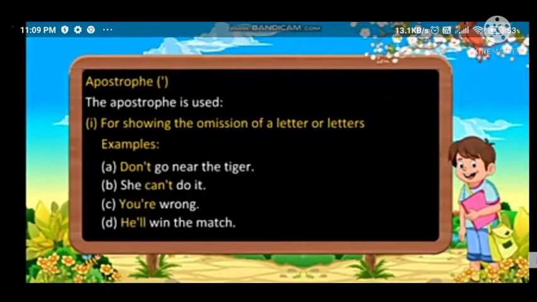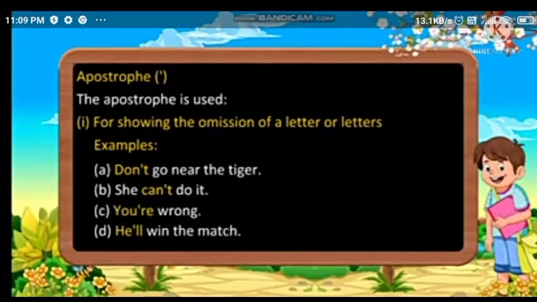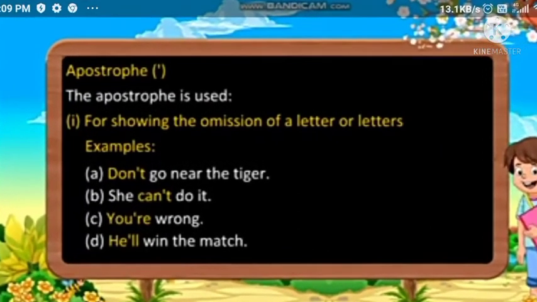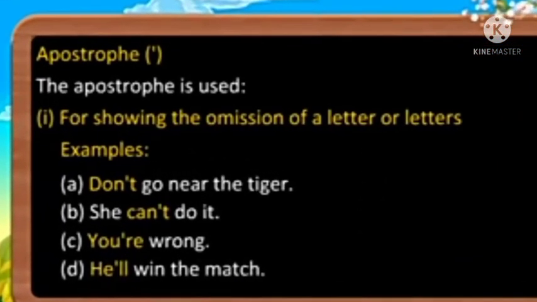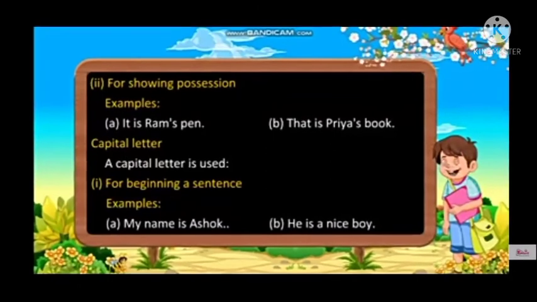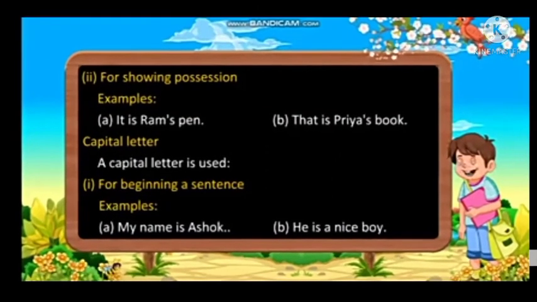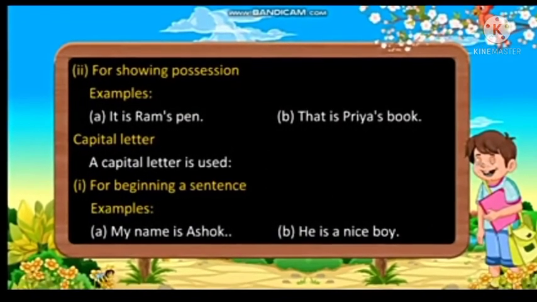Now next is apostrophe. Apostrophe is used to show possession or omission of letters, like short forms. Examples: don't go near the tiger, she can't do it, etc. And for showing possession, the example is: it is Ram's pen.